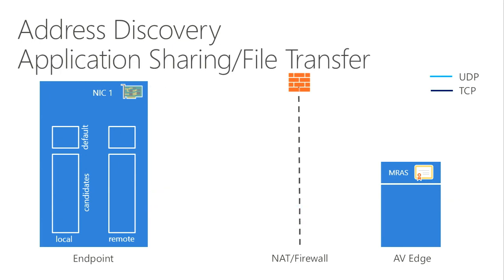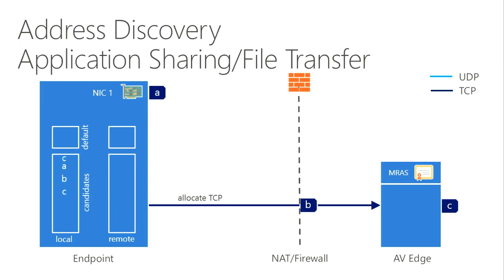Not so much for application sharing and file transfer, because application sharing and file transfer, as Lync is doing it, is based on TCP. So the process is the same, but now we only discover TCP candidates. So in this case, on the local network card, it's a TCP candidate, and we only allocate TCP candidates from the edge server, so our candidate list will be much shorter.